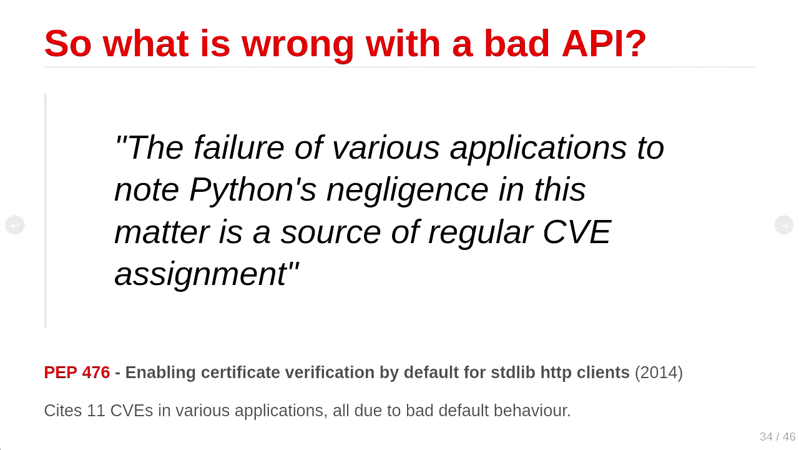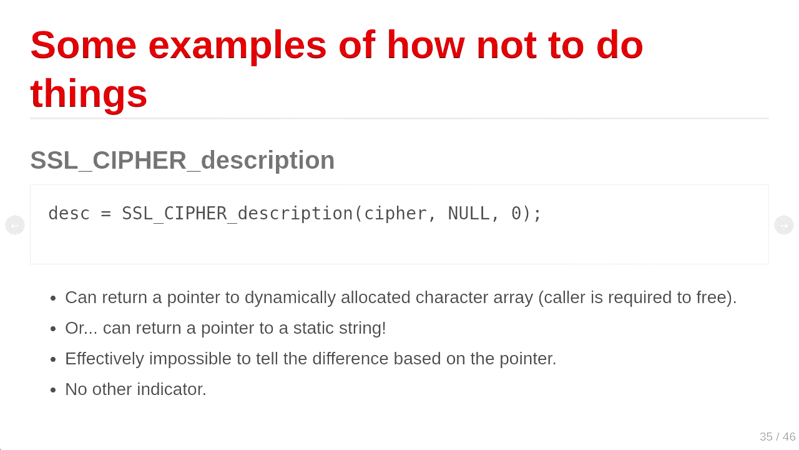Likewise with Python, PEP 476, which was from 2014, was enabling certificate verification by default for standard library HTTP clients. And they noted in this that the failure of various applications to note Python's negligence in this matter is a regular source of CVE assignment. Now, that particular PEP cites 11 CVEs, which exist in not Python, but various applications which were developed using Python, all of them due to bad default behavior. We can do better than this. Yeah, Python, to their credit, fixed it. They went and changed the default.